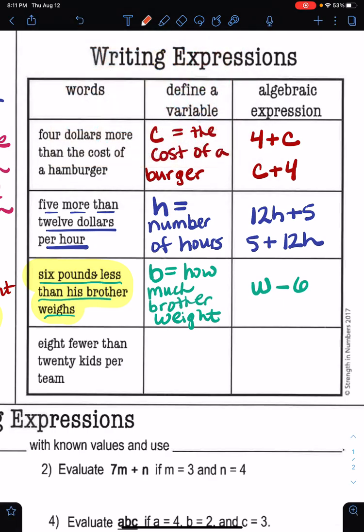Alrighty, last example here, 8 fewer than 20 kids per team. So each team has 20 kids, and it's going to be 8 less than that. We don't know how many teams, so we'll do... I actually don't like to use the variable t because it looks like an addition sign, so in this case I'll use x. X will be the number of teams. So there are 20 kids on each team, and we want 8 fewer than that. So just like the example before, we want to subtract 8 from the total number of kids on all the teams.